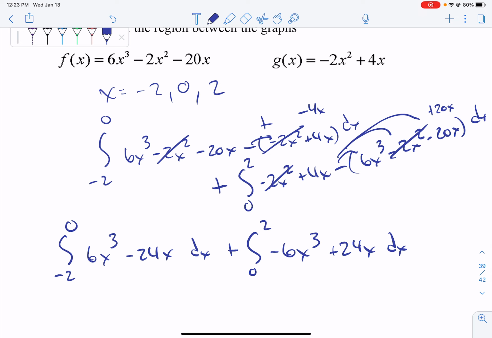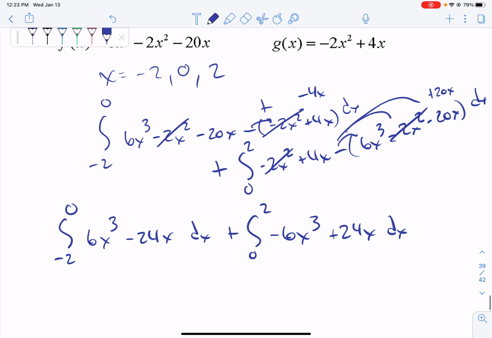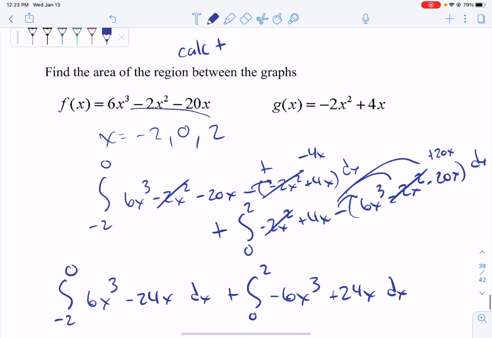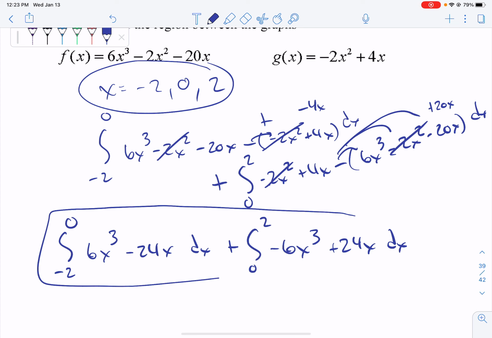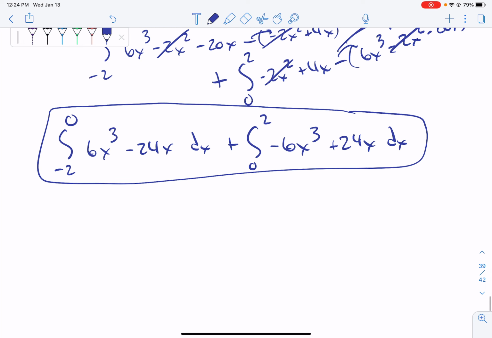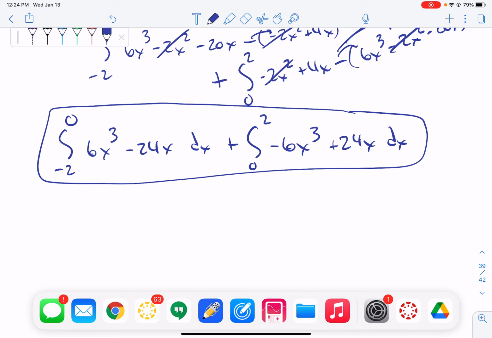Now, if this was the calculator question that I think it is, you are going to get a point for this one, for getting your limits. You are getting a point for setting up this integral. And you're also going to get a point for the answer, all right? So on your calculator, you can type in the 6x cubed minus 24x.